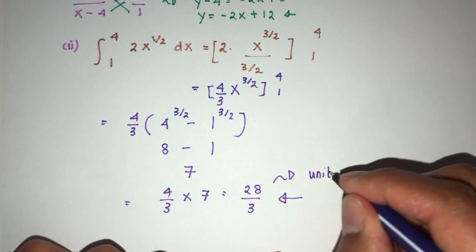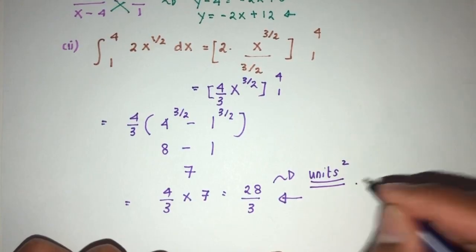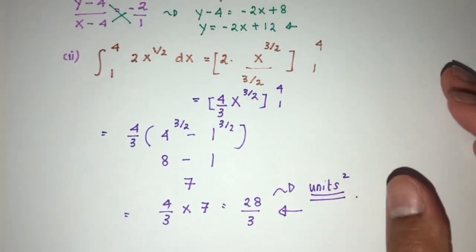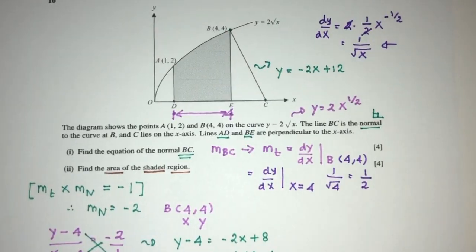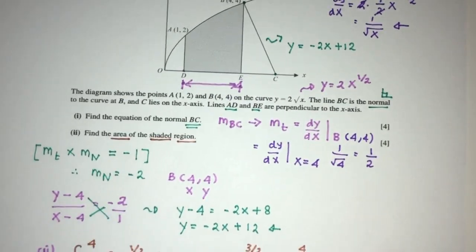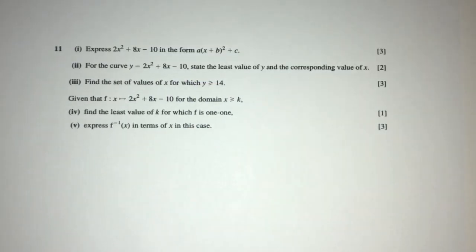Of course, we have to write units square at the end. This is purely simple integration and some concepts we have to know for finding the equation of a normal. So that will be the question in regards to integration and area under curve. So now we have a question, I think this is regarding two functions.